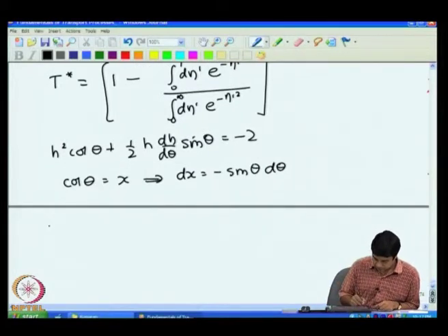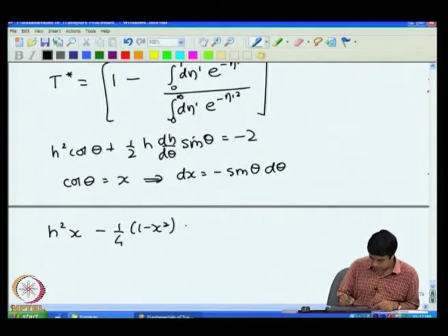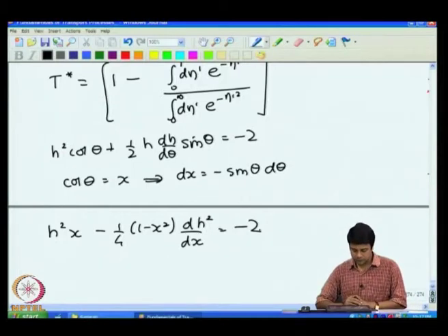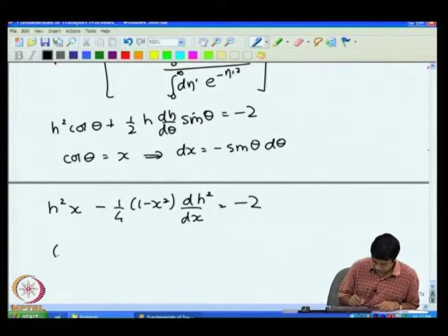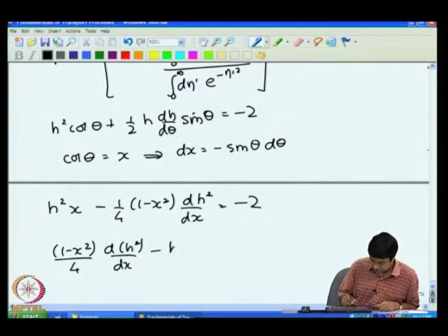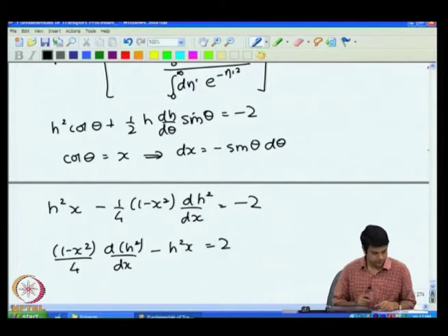With this, I will get h square times x minus 1 by 4th into 1 minus x square d h square by dx is equal to minus 2, because dx is equal to minus sin theta d theta. Or I have to solve an equation of the form 1 minus x square by 4 d of h square by dx minus h square x is equal to 2.